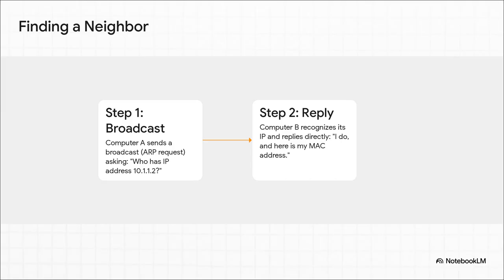So how does your computer find another device in the same neighborhood? It's actually pretty simple. It basically just yells out to everyone connected to the switch, "Hey, who here has this specific IP address? I need your MAC address." The right device hears that call, recognizes its IP, and sends a message directly back saying, "Yep, that's me. Here's my name." That little back and forth is called ARP, the Address Resolution Protocol.